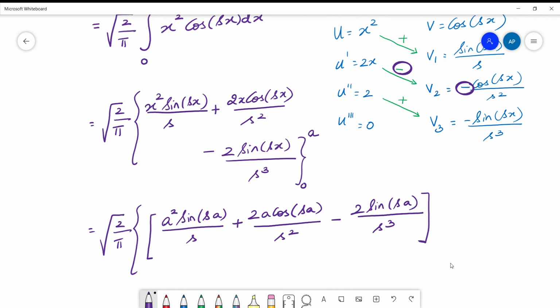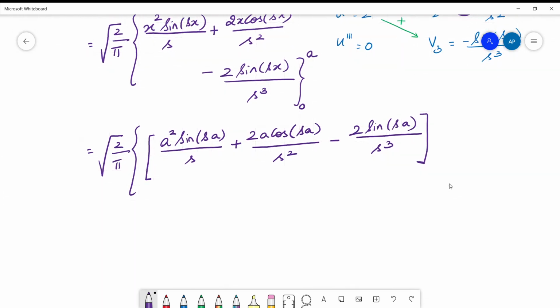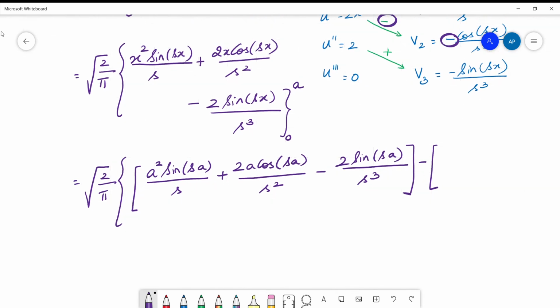So now coming back. Now lower limit, what is happening when I'm replacing x by 0? The first term is 0 because I have an x. You see, I have an x here, it becomes 0. I have an x here, it becomes 0. And here sine 0 is 0. So all the terms that I have here, because sine 0 is 0, in the second lower limit are 0. So there is no contribution from the lower limit.